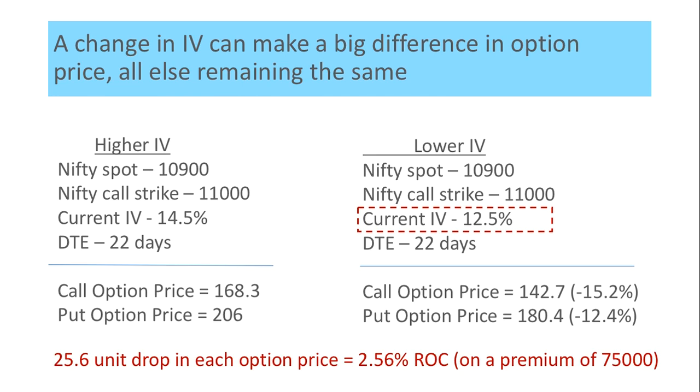And this makes a massive difference to the profitability. So, a 25.6 unit drop in each option price is equivalent to 2.5% return on capital. With everything else remaining the same, the time remaining the same, price remaining the same, if only implied volatility varies, it can make a huge difference. So, as a seller, you want to sell when the implied volatility is high, and as a buyer, you want to buy into low implied volatility.